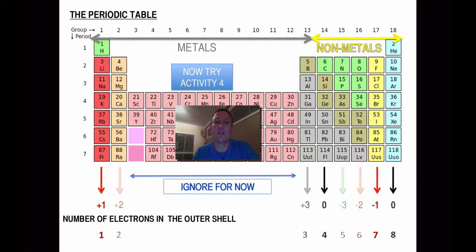Okay, well I hope this was useful. Now what I'm going to ask you to do is have a go at activity 4. In this you're going to use this periodic table to build up a table, which is going to firstly look at whether an element is a metal or a non-metal. It's also going to look at the number of electrons in their outer shell, and finally you're going to determine what the ion is dependent on its position in the periodic table.